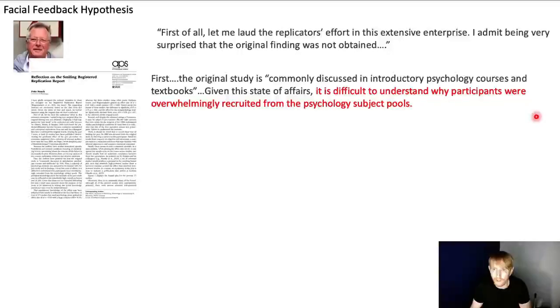He says the original study is commonly discussed in introductory psychology courses. Given this, it's difficult to understand why participants were overwhelmingly recruited from the psychology subject pools. Now, there were questions about did you guess the hypothesis of the study and so on, and participants, of course, said no, and if they didn't, they were excluded. Already, this is providing a limitation. He's saying, apparently, according to the original author, this effect won't work if anyone's been exposed to having been told about it. So I'm sorry to all of you that I've just ruined the effect for you. But by knowing about the study, it won't work on you.